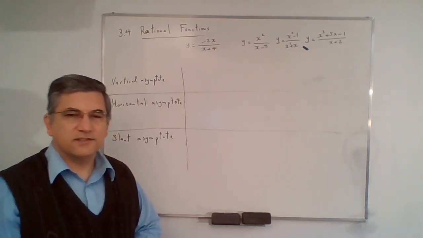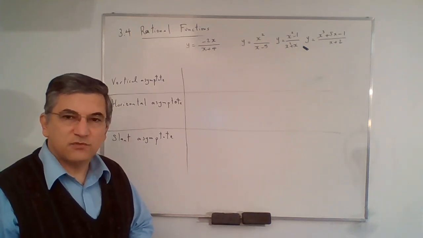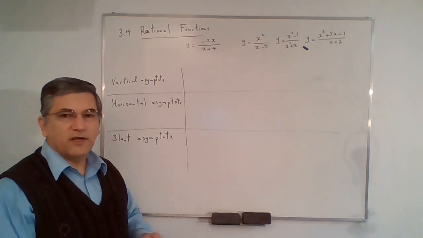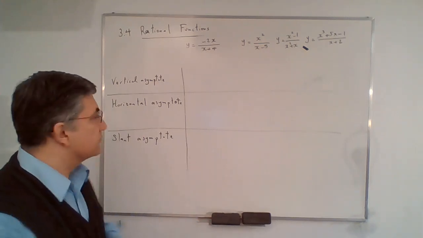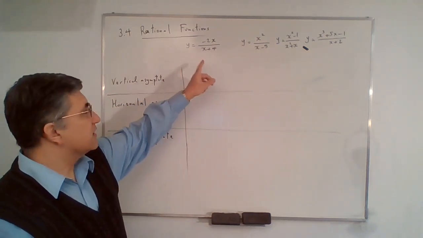Well, this is just a quick refresher about finding the asymptotes of rational functions. Nothing new, you knew it. I just thought I'd briefly talk about finding asymptotes of rational functions. Okay, so there's one example right there, y equals negative 2x over x plus 4.